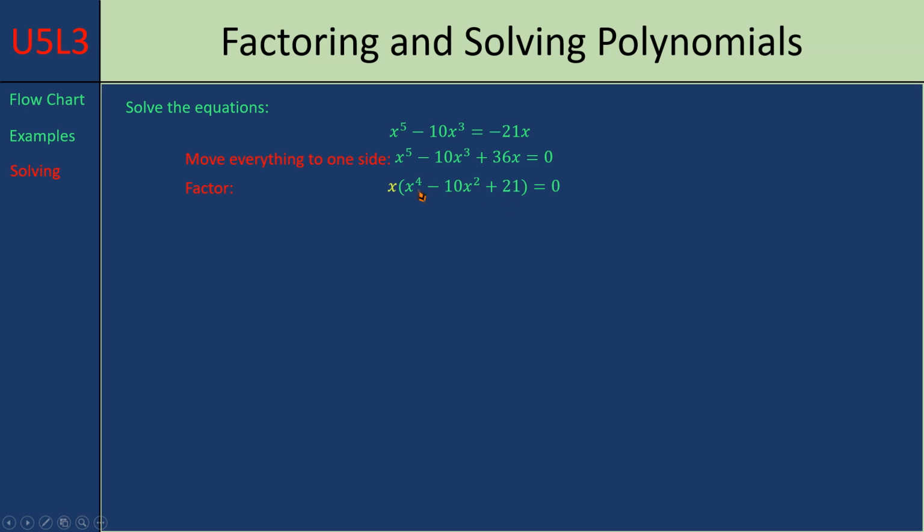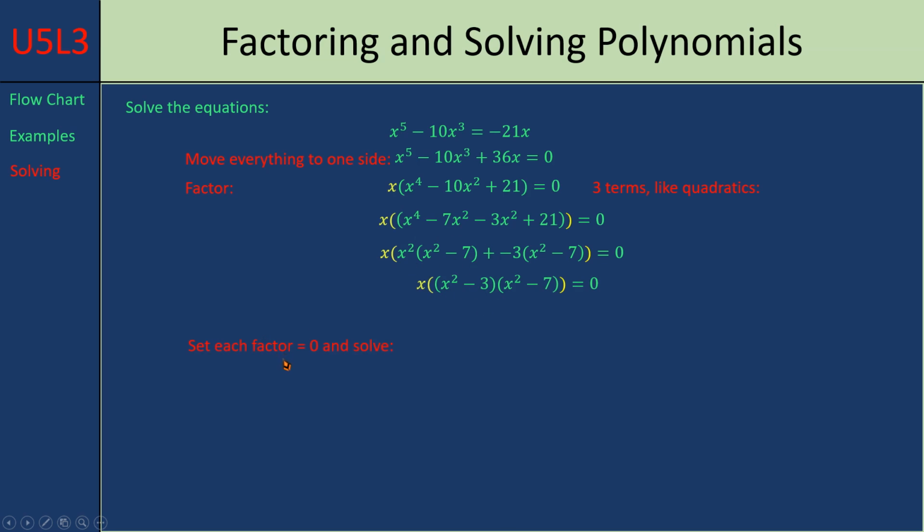And then the remaining, there are three terms. So you factor like quadratic, split the middle term. So I split it to negative 7 and negative 3 because that gives you 21. And then you group them and you factor out just like what you do with quadratics, right? And I have this. And then set each of them equal to 0. So x equal to 0, x squared minus 3 is equal to 0, and x squared minus 7 equal to 0. And solve.